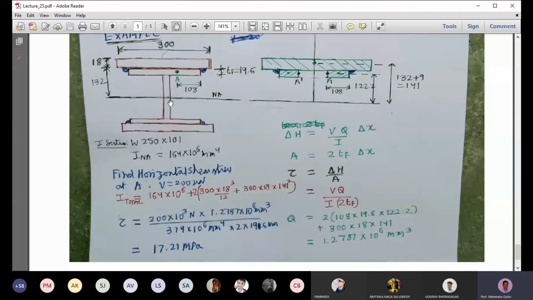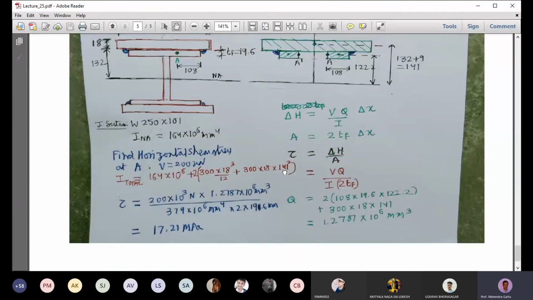First, we'll calculate the I for the entire cross section, so the I of this I section and the plates. The I of this section is already given, 164 into 10 power 6. For the plates, we'll use the parallel axis theorem: BH cube by 12, plus area into the distance between the centroid and the neutral axis squared. So BH cube by 12 is 300 into 18 cube by 12, and the distance between the centroid and the neutral axis is 132 plus 9, so 141, and that is 141 squared. There are two plates, so we multiply by 2. So 2 times BH cube by 12 plus A times the distance between centroid and neutral axis squared. That will be the total moment of inertia of this cross section.